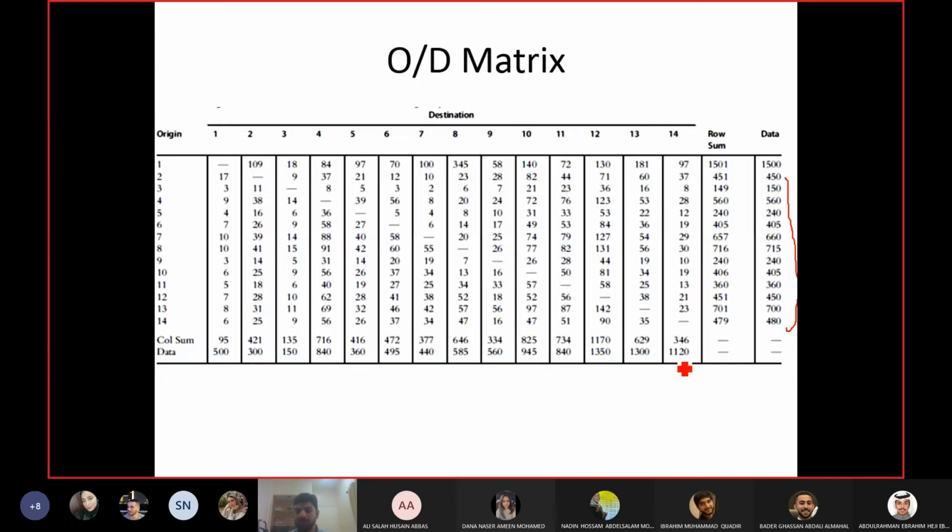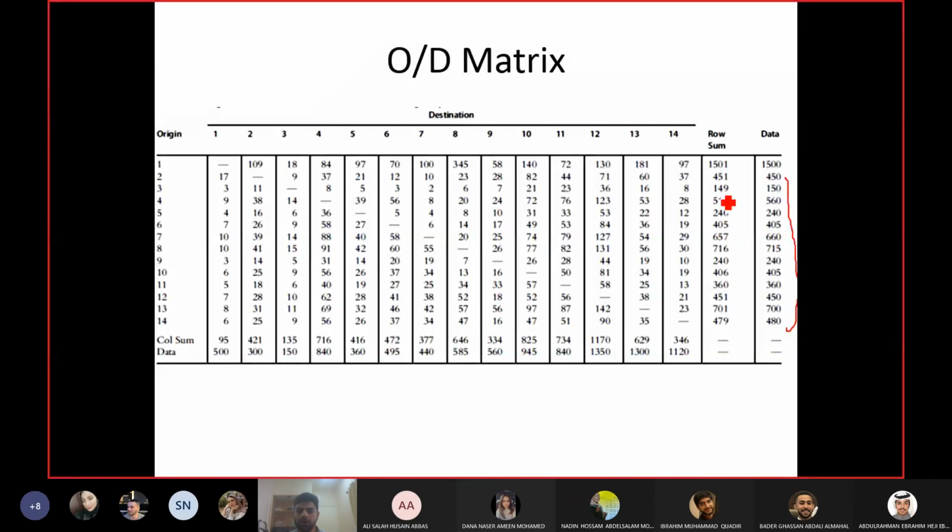To balance them, we already know the methodology from the traffic engineering course, and I will just refresh it in your minds. Okay, so first of all, for each row and column, you will calculate the ratio of data upon the summation, or let's say summation upon the data. In this case it will not matter, but in the traffic course we were doing it data upon summation. Okay, let us do data upon summation.